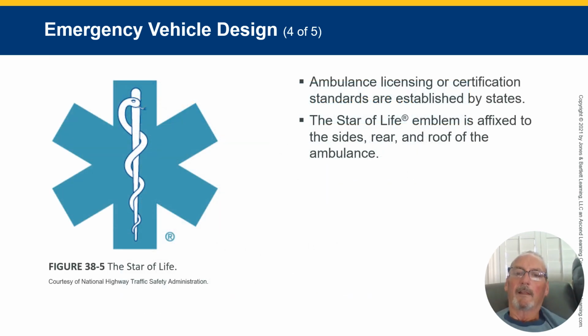Ambulances, licensing and certification or credentialing: they must have Star of Life affixed to the sides, rear, and the roof of the ambulance. The one on the very top, the roof, has to be at least 4 feet wide by 4 feet tall. It has to be able to be seen from the air from a helicopter. Because from a helicopter, they don't see the flashing lights, all they see is a white top on a box. So there has to be some kind of designation saying that they are an ambulance.